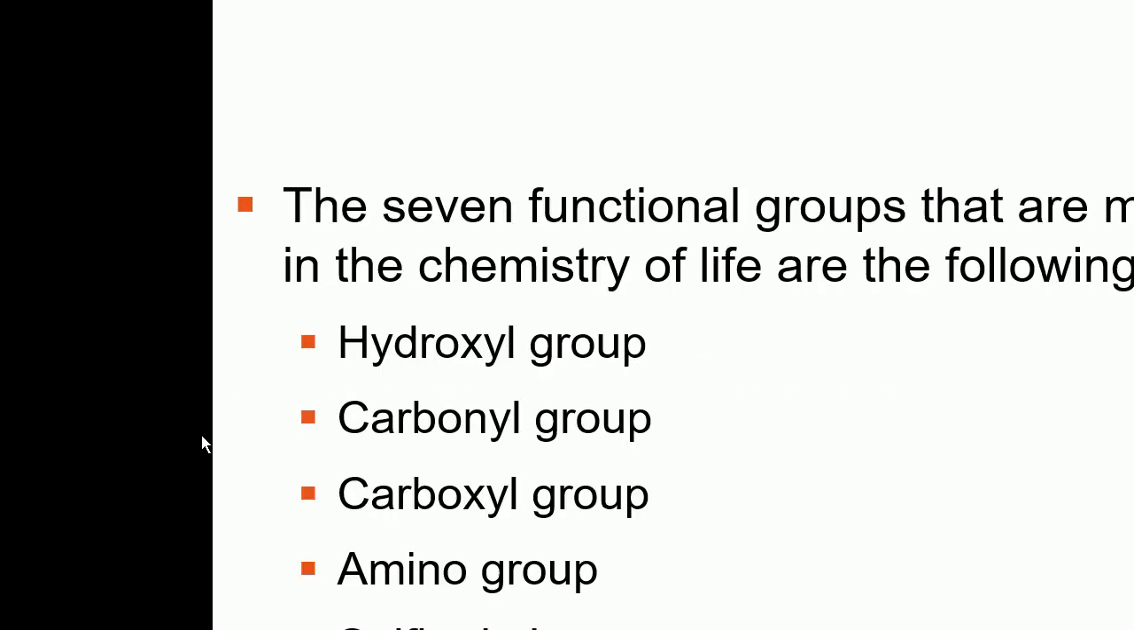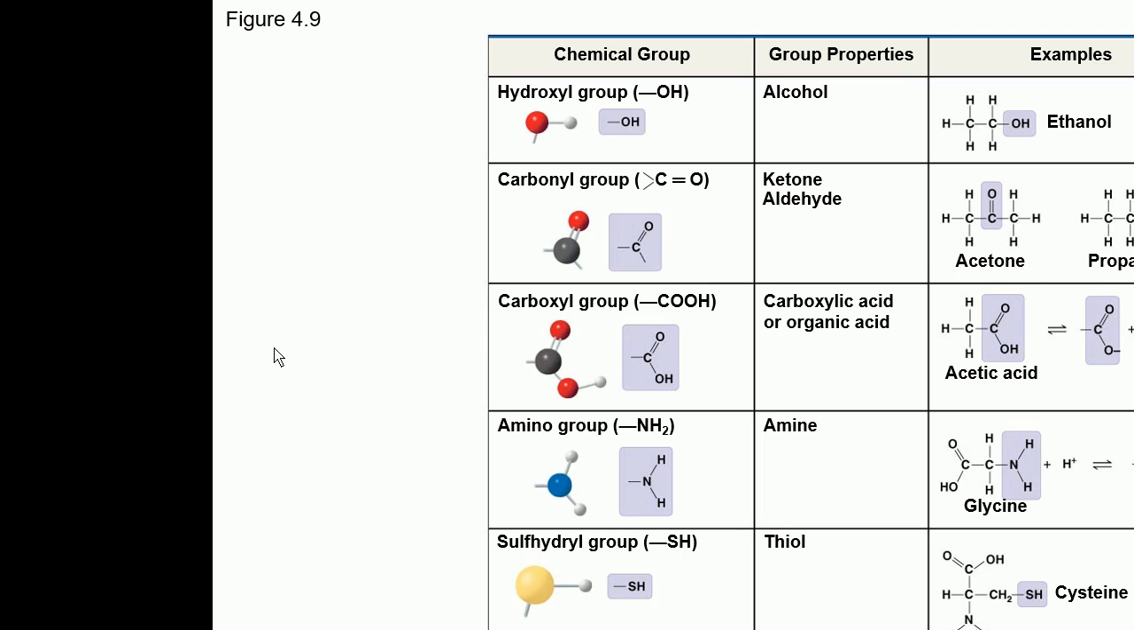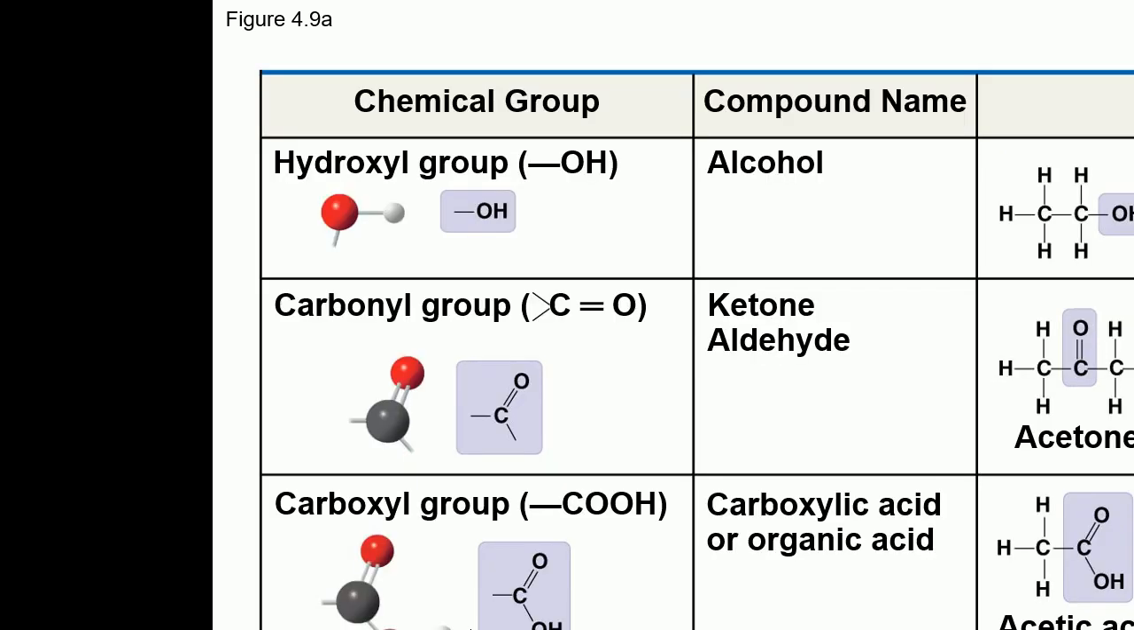So there is a list of functional groups which all of you need to know because they're very important, and I'm going to discuss these functional groups now. So first of all, you need to know what is the hydroxyl group, then carbonyl group, carboxyl group, amino group, sulfhydryl group, phosphate group, and methyl group. And this is all given in a tabular form. Let's go and discuss one by one.